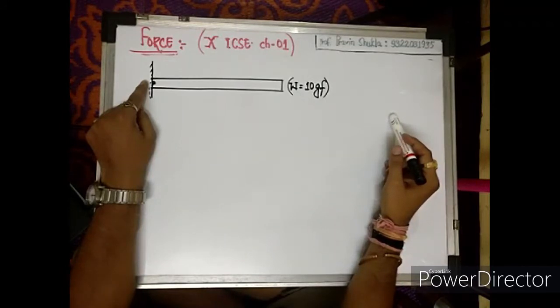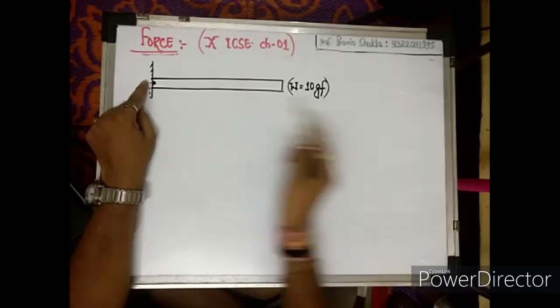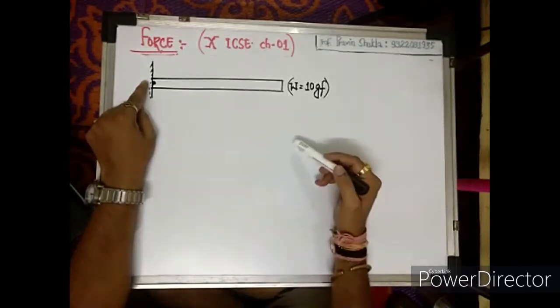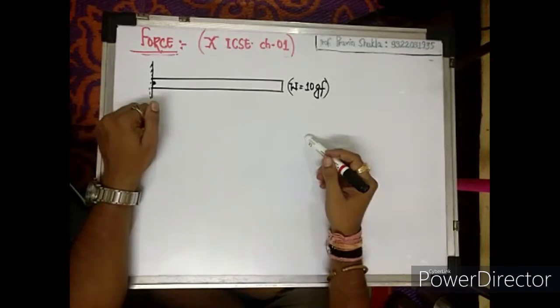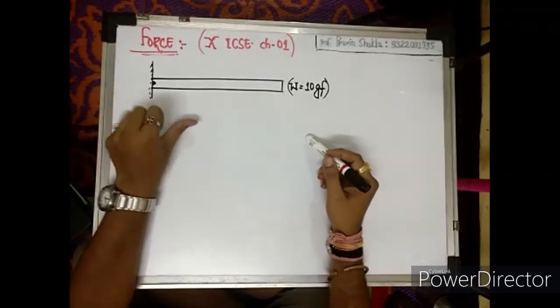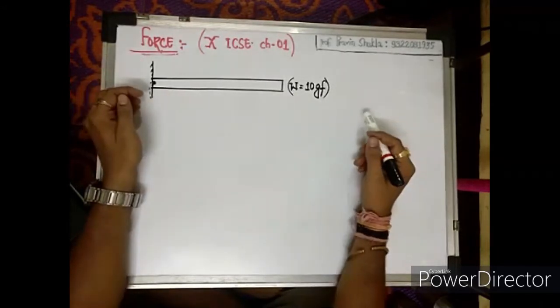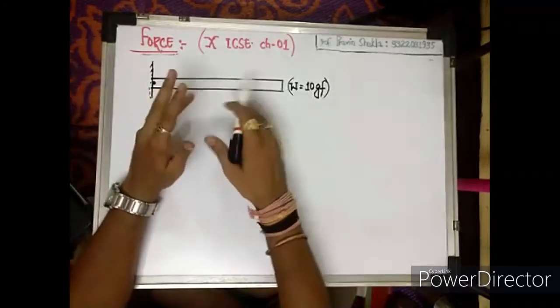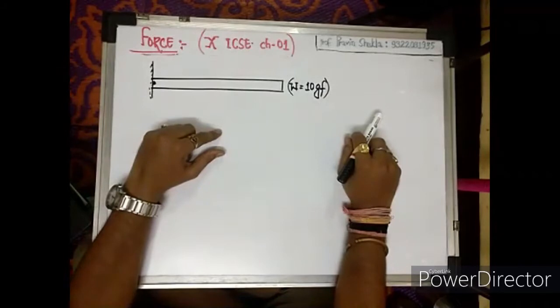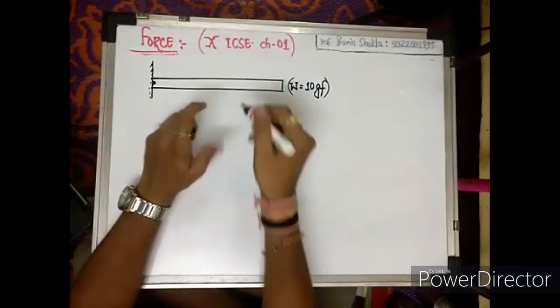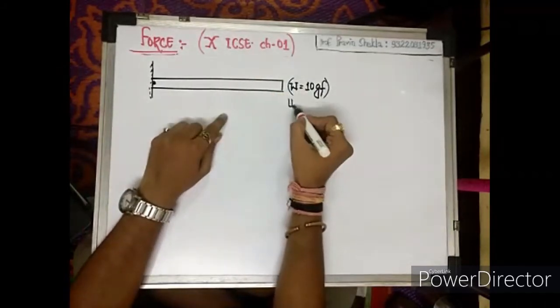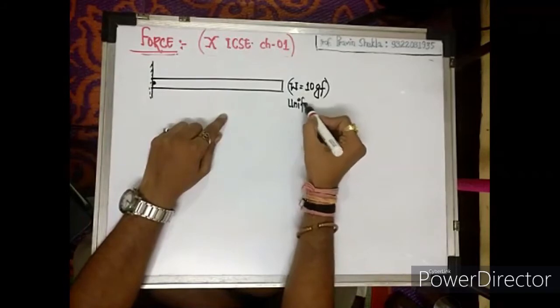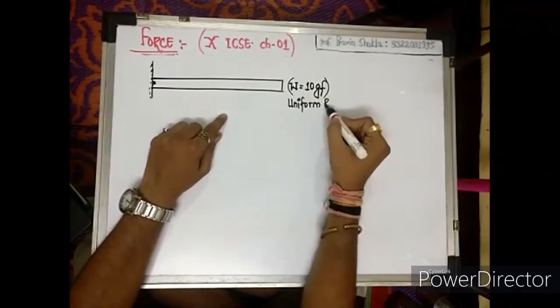It's not possible to calculate weight on each and every point. So in such cases, what to do? It is not possible to calculate weight at each and every point. The good thing about this particular rod is that it is a uniform rod.